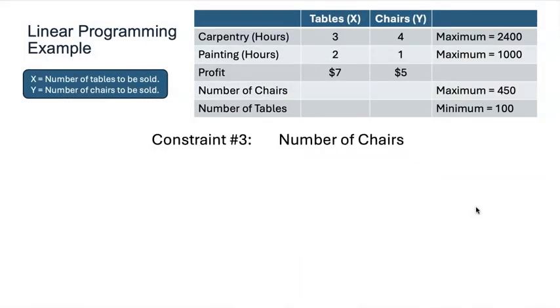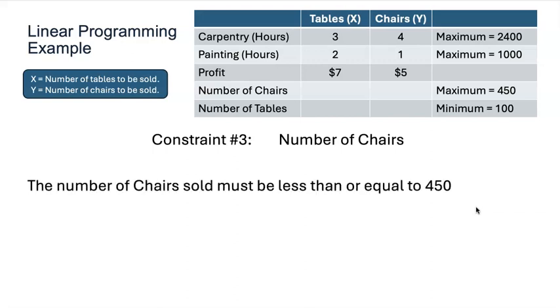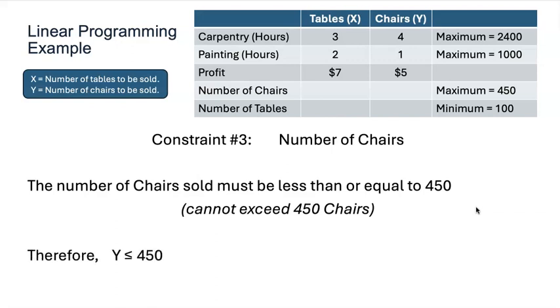Next, number of chairs. It said the number of chairs sold should not exceed 450. Make no more than 450 chairs. So that means the number of chairs sold should be less than or equal to 450. What represents the number of chairs? X. Sorry, number of chairs is Y. So we simply say Y is less than or equal to 450. Cannot go over 450. Right, and that's that constraint.